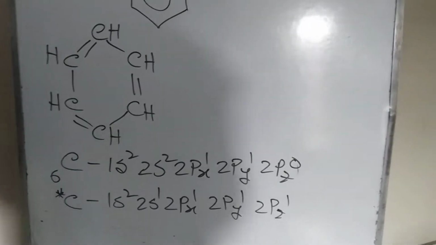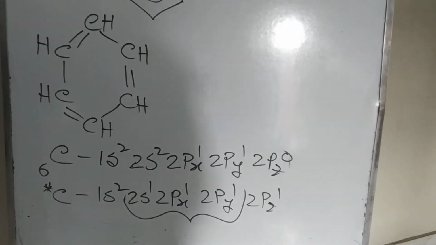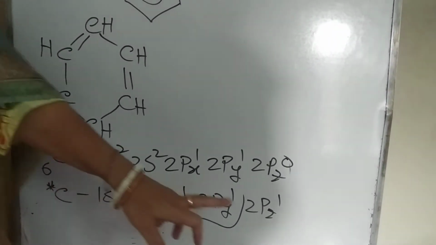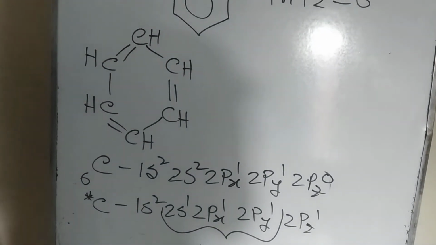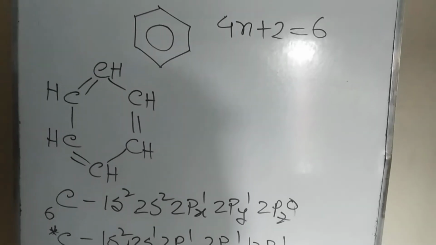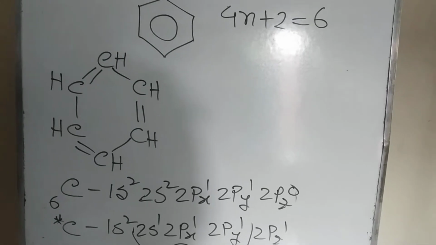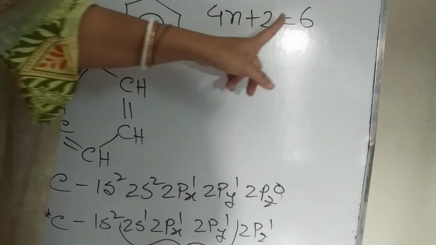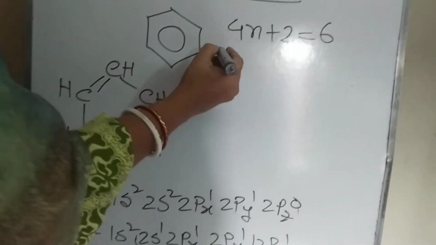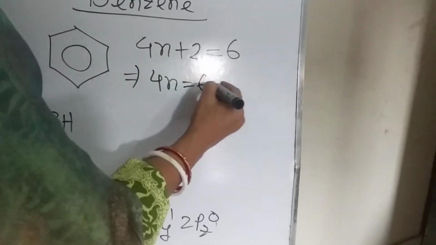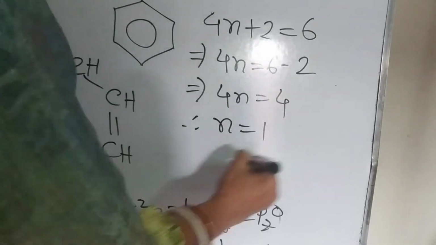To form sp2 hybridization, the 2s and 2p orbitals are mixed with each other. At that time, 1 electron remains in the pz orbital, and this electron forms the pi bond. So each carbon is sp2 hybridized. That means each carbon has 1 electron in the pz orbital. That's why here 4n plus 2 equals 6, because each carbon has 1 electron, and as there are 6 carbons, it is 6. Now what's the value of n? 4n equals 6 minus 2, so 4n equals 4, that means n equals 1.